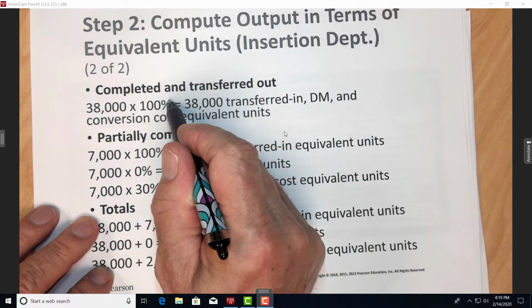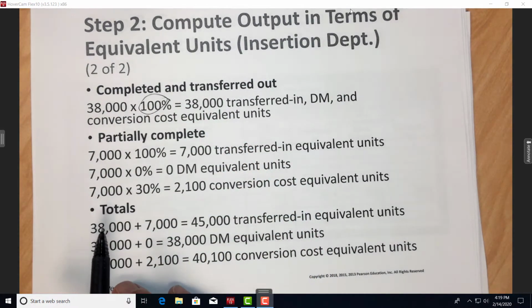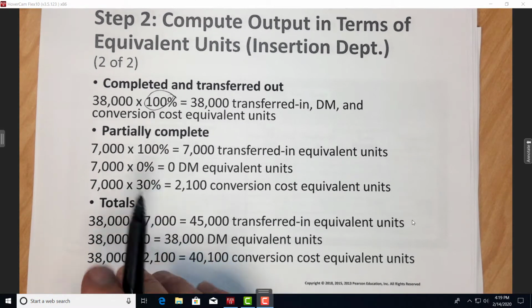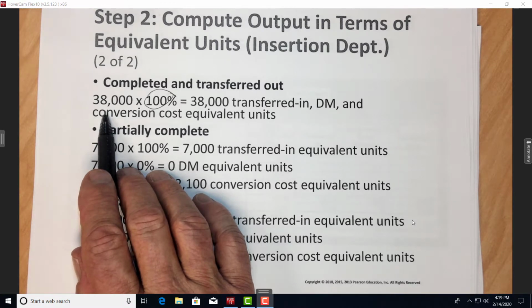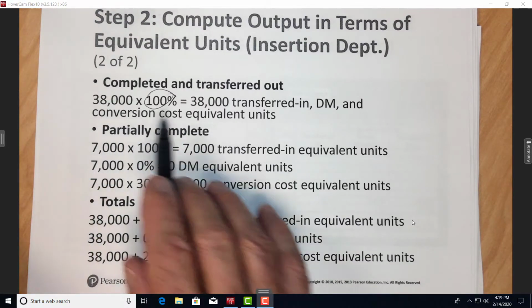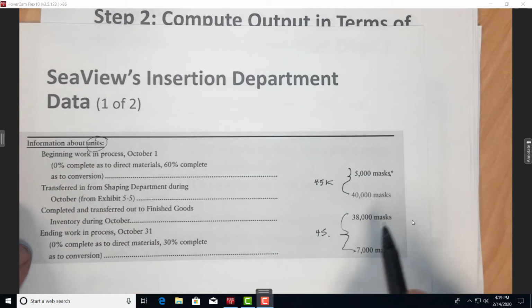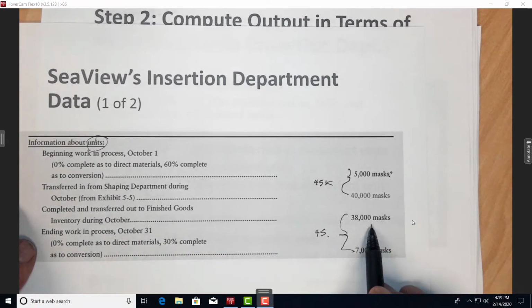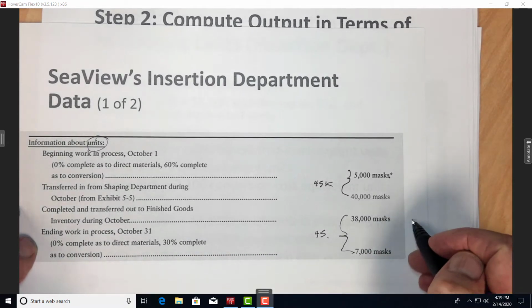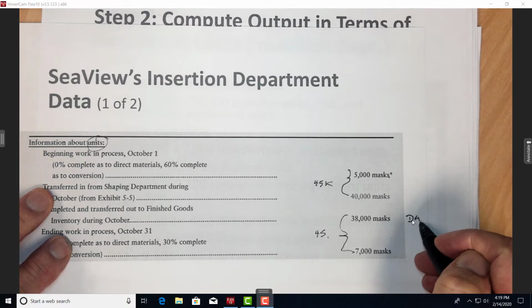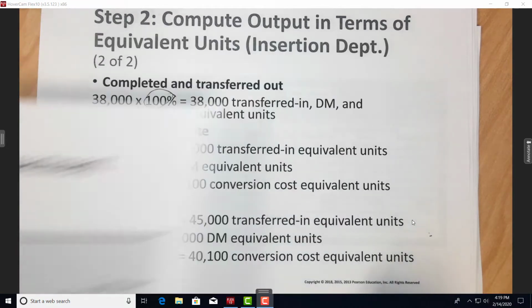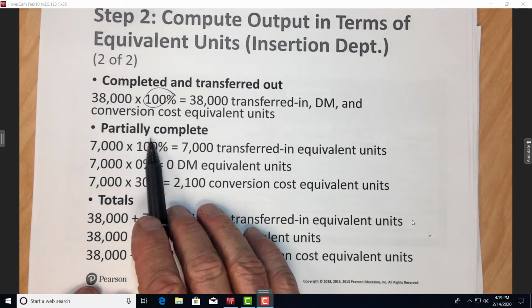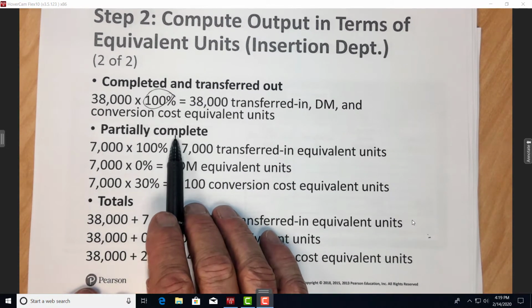it's 100% complete. So when it says it transferred out 38,000, it means it's completely done. The 38,000 transferred out is completely done in terms of direct materials and the conversion cost. All right. Now we talk about partial completed.